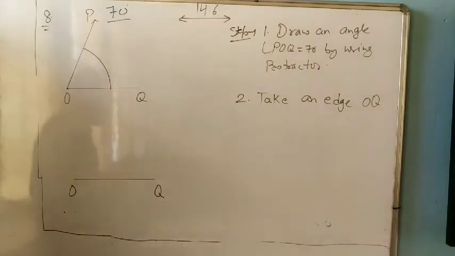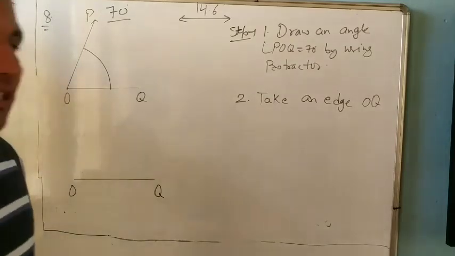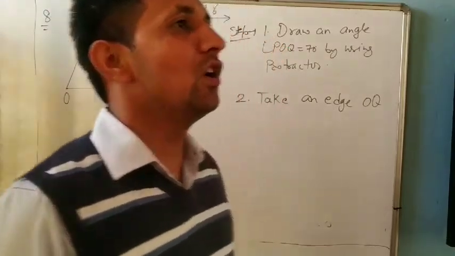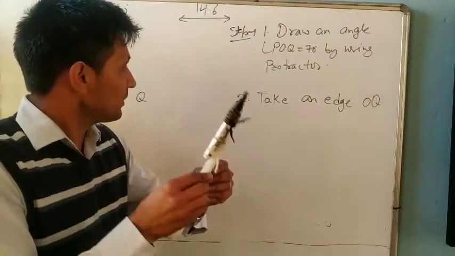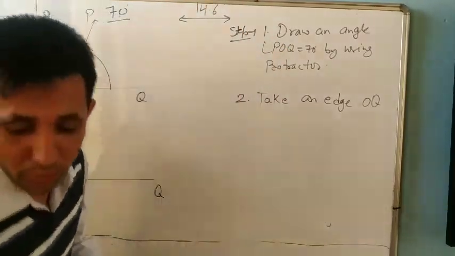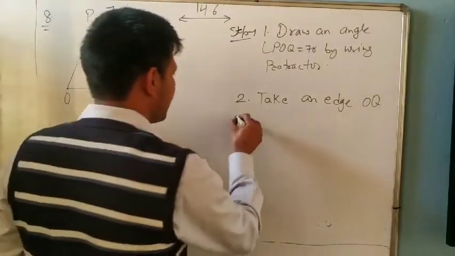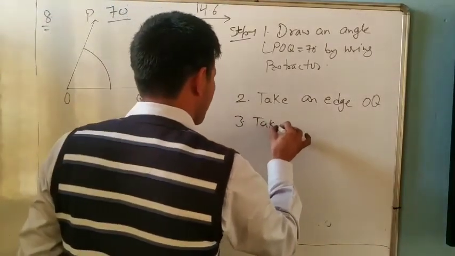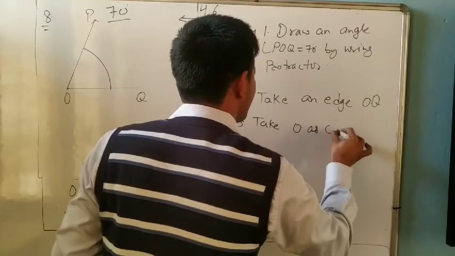How will you make it? Draw an angle of 70 degrees. Make a copy of it using only a straight edge. So what will we do? First, take an edge OQ. Third step, we will write: take O as center.